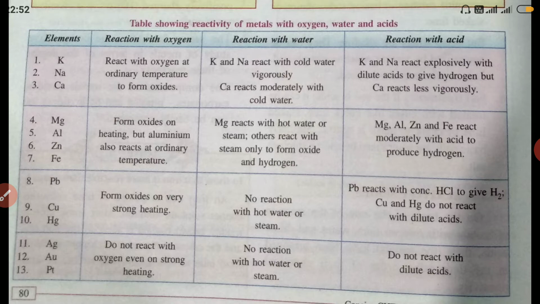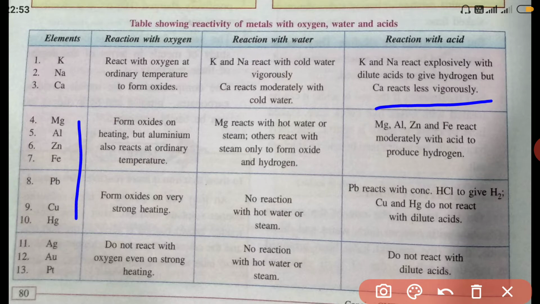For the reaction with acids, potassium, sodium, and calcium all react with acids vigorously. Here they have written less vigorously. Here, less vigorously means less than potassium and sodium. It reacts vigorously compared to the metals here.